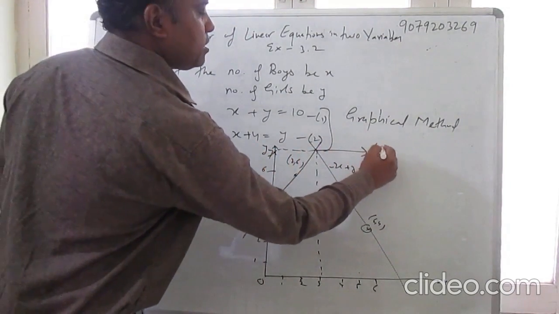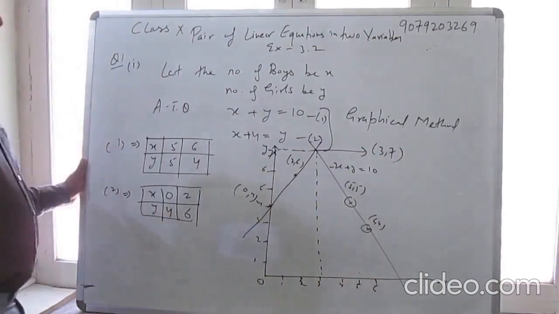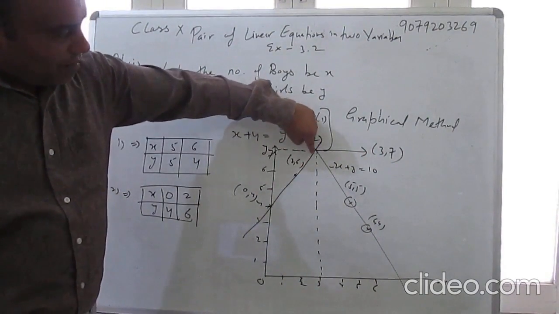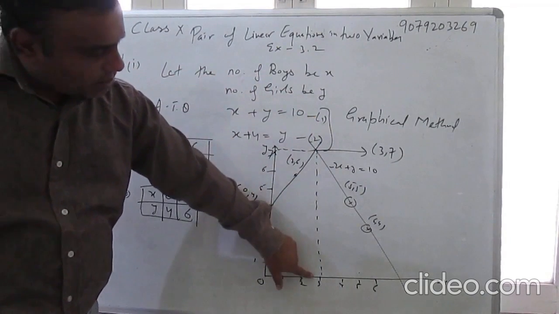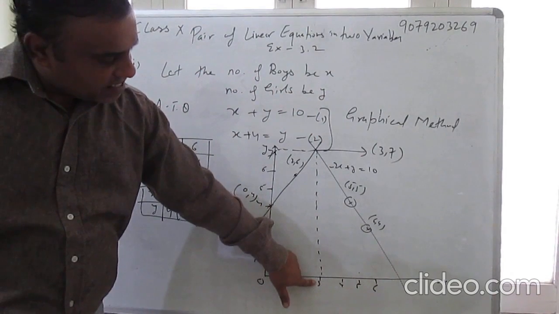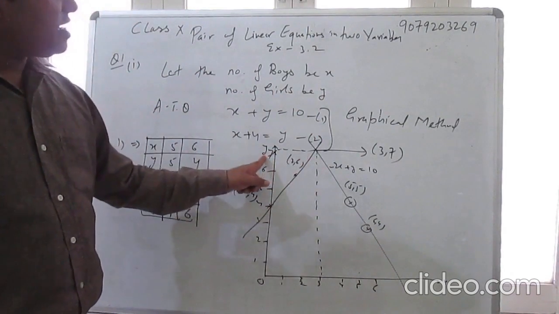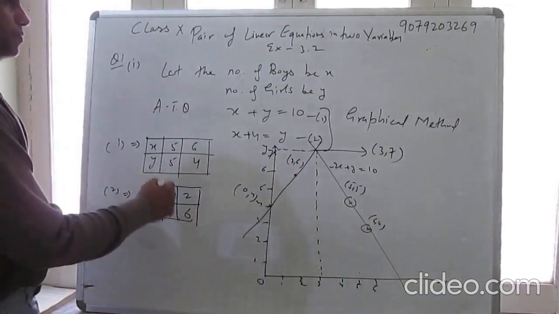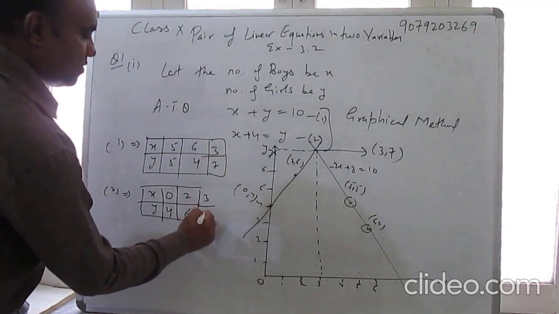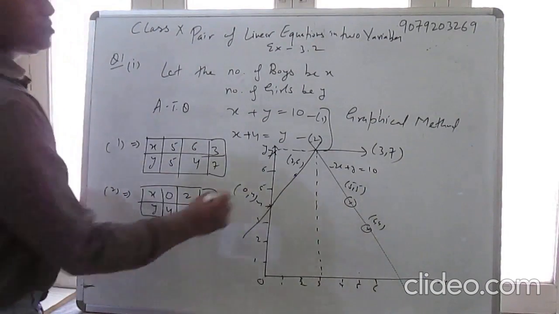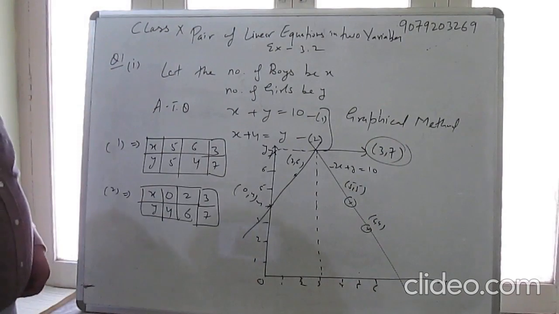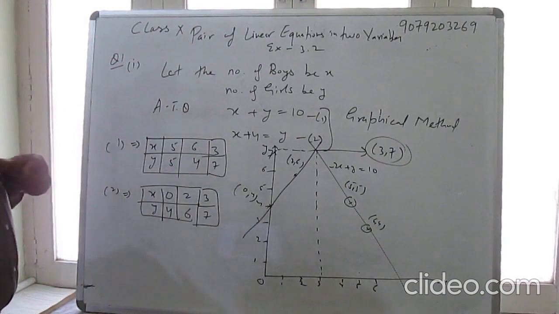This point is 3, 7. If you draw lines touching the axes, you find it touches the x-axis at 3 and the y-axis at 7. So this is the solution, our intersecting point. The lines intersect.